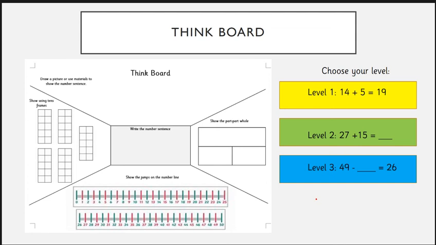Next, you will complete the think board. You will do this independently on your own. You need to draw a picture or use a material to show the number sentence. Show the part whole, show the jumps on the number line, and lastly, show the tens frame. Make sure you write your number sentence in the middle of the think board. Choose your level, level 1, level 2, or level 3. Pause the video to do this now.